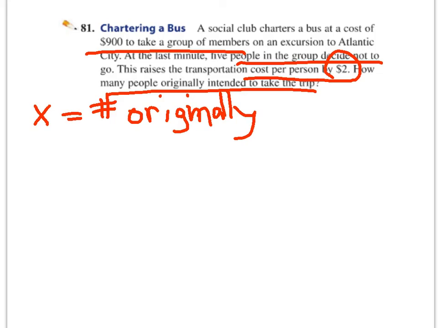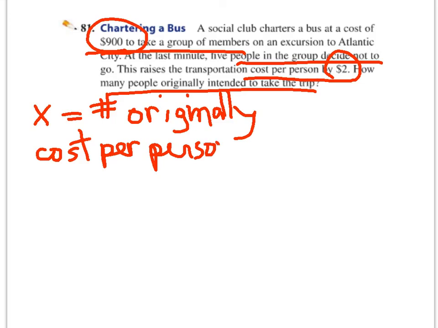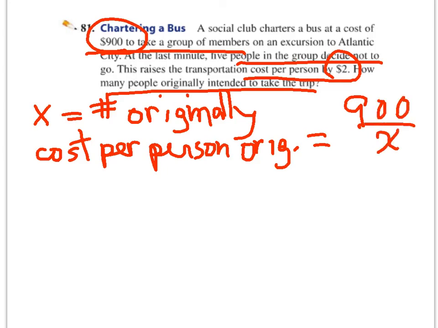Okay, so I know that the trip was going to cost $900 for all of those people, and so that means that the cost per person originally is that $900 divided equally among the x people. So 900 divided by x is the cost per person originally. Well, what happens when the 5 people drop out? We now have x minus 5 as the number of people, let's just say the number new instead of originally.